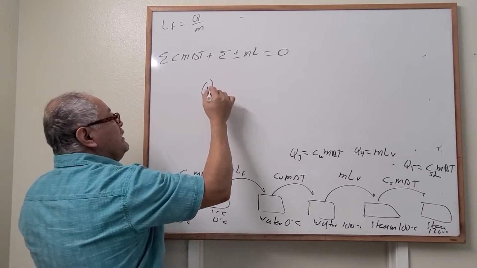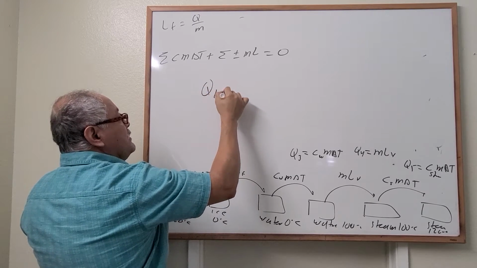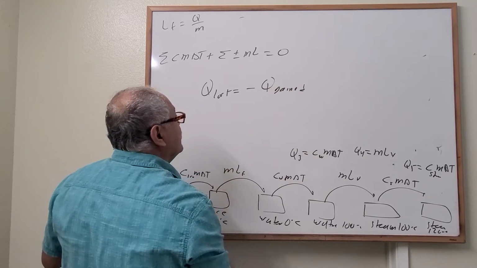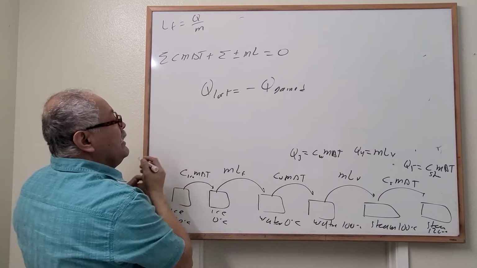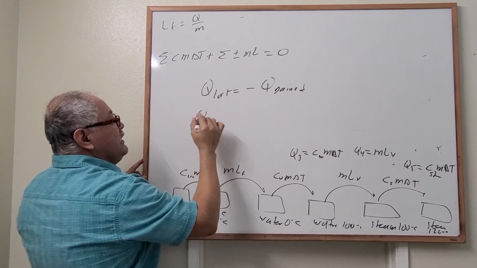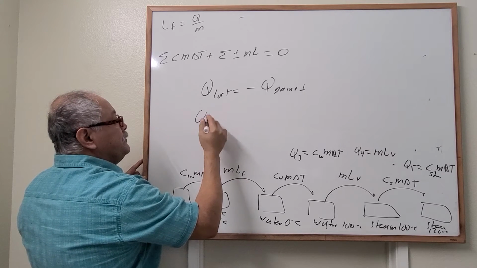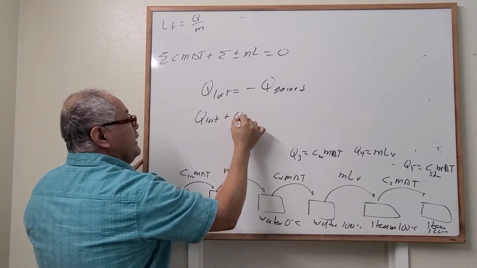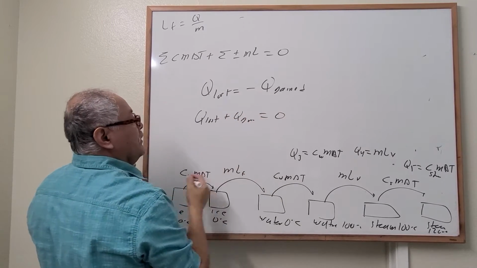It's another formula that is used. It says heat lost is equal to negative heat gained, correct? And at the end, what do we have? Heat lost plus heat gained is equal to 0, correct?